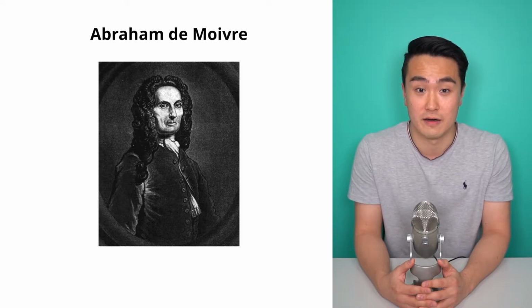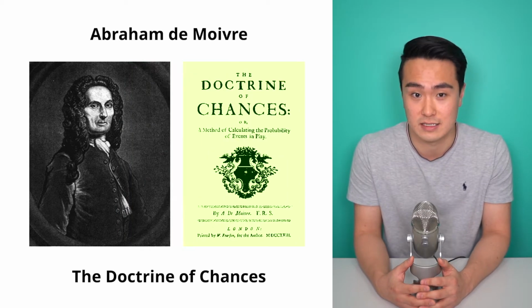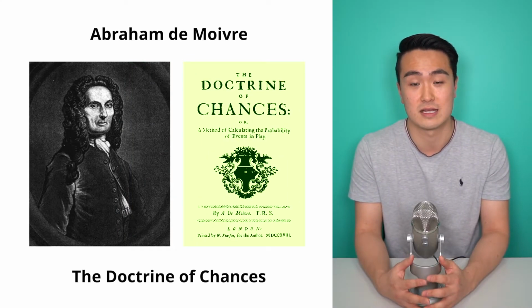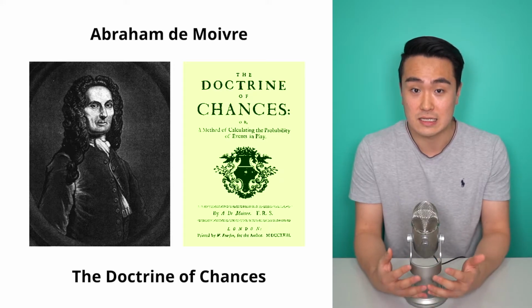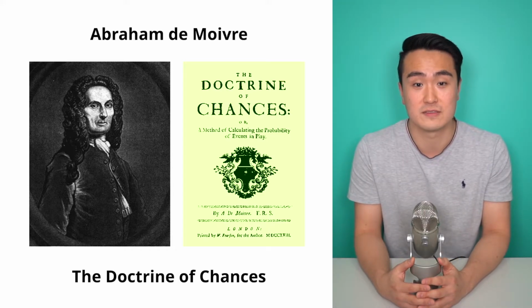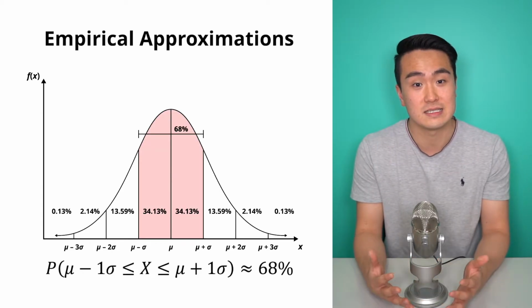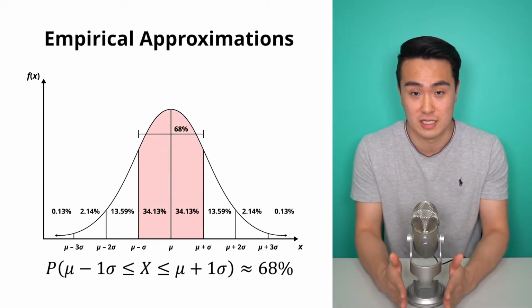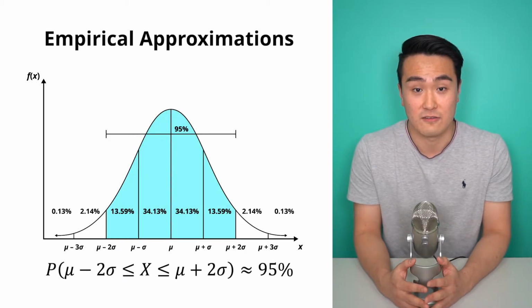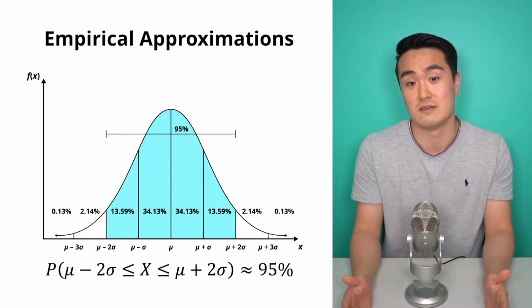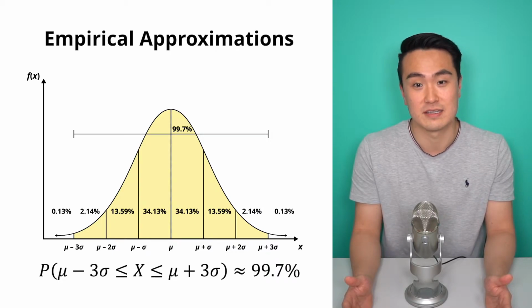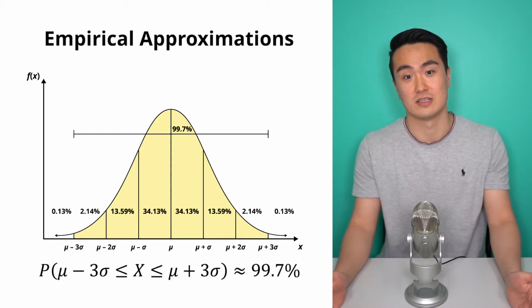Now, we have a rough idea of what a normal distribution looks like, but how can we quantify its properties? In 1718, Abraham de Moivre published a book called The Doctrine of Chances, which was one of the first textbooks that dealt with probability. By conducting many experiments, de Moivre derived an empirical approximation to the normal distribution, where 68% of the scores lie within one standard deviation, 95% of the scores lie within 2 standard deviations, and 99.7% of the scores lie within 3 standard deviations of the mean.